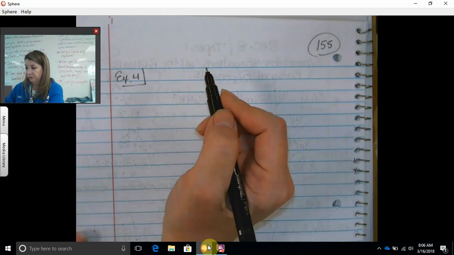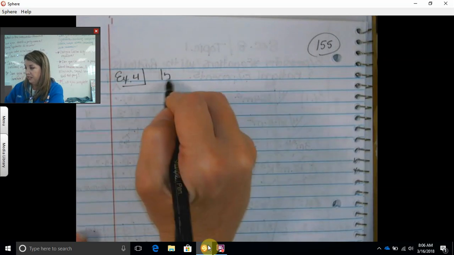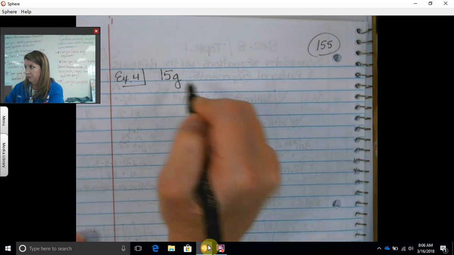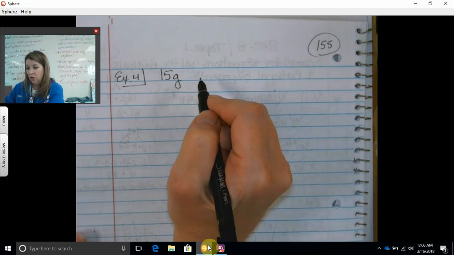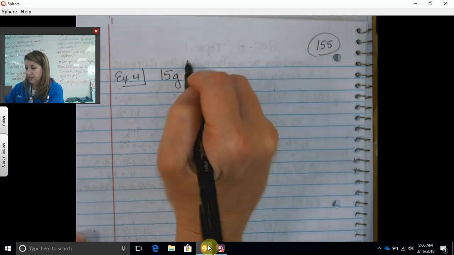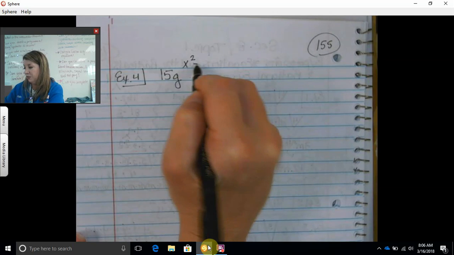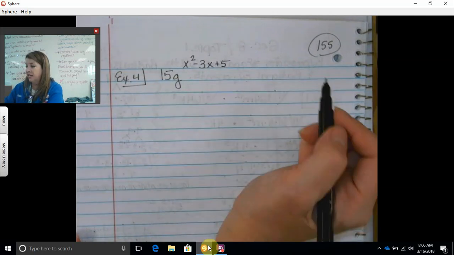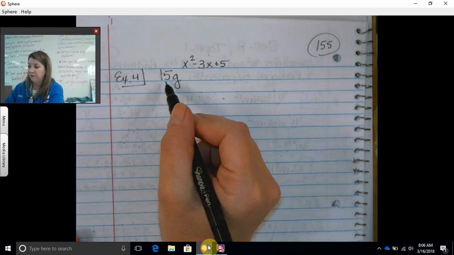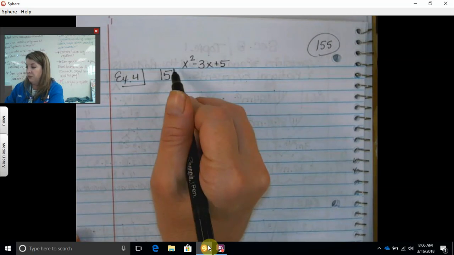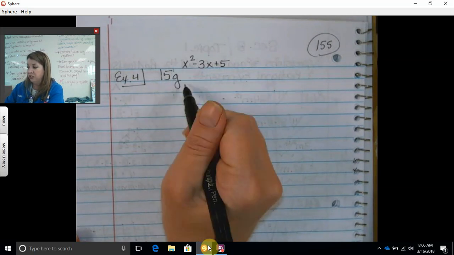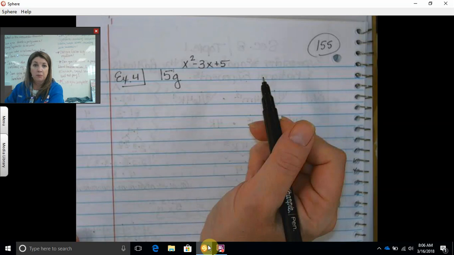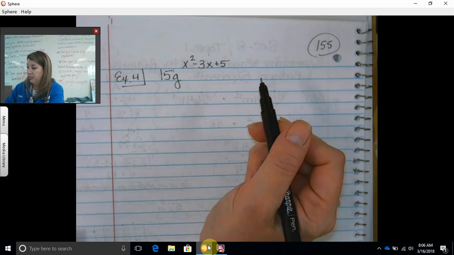Example 4, 15g raised to the x squared minus 3x plus 5. That is only g's exponent, not 15's exponent. 15's exponent is 1. If there is parentheses around the 15 and the g, then it would be the exponent of both, but it's not, okay?